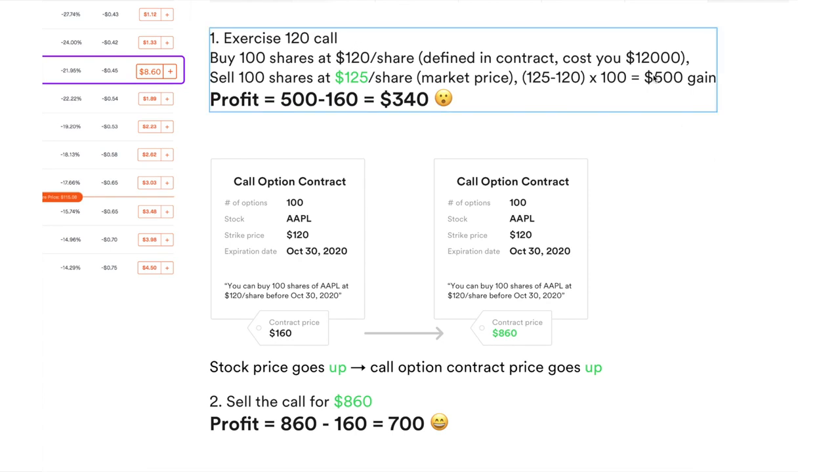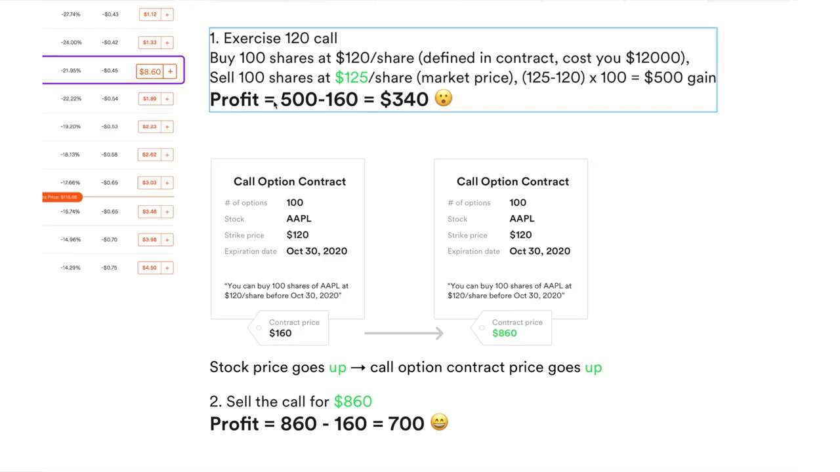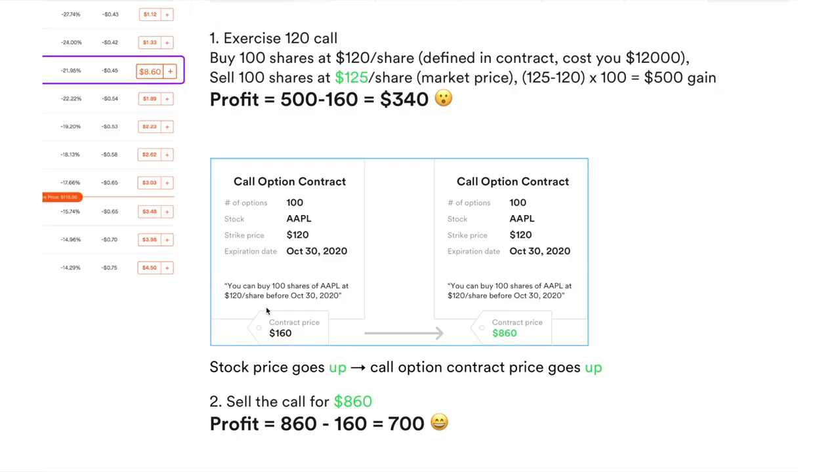One being that you don't need that much money to begin with, because if you exercise, you need to spend $12K to buy 100 shares of Apple. Versus, in this scenario, all you need is 160 to buy the contract, and then you can sell the contract. Of course, assuming you're betting the right direction. The second thing is, by exercising, you have to buy the contract, exercise, and sell the shares. Versus, if you just sell the call, you would just buy a call, sell a call. One less thing to do. It's simpler, and I like simplicity, so I prefer this way personally.